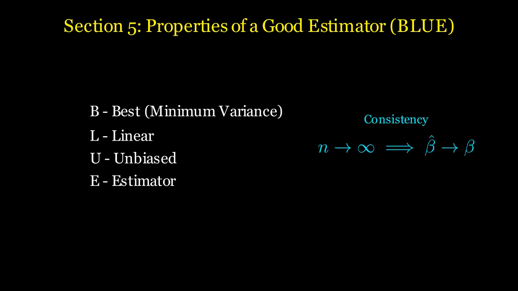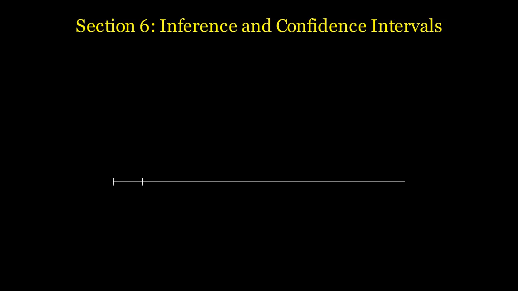We also want them to be consistent, meaning that as our sample size grows toward infinity, our estimate collapses exactly onto the true parameter. The Gauss-Markov theorem tells us that under certain assumptions, OLS is the best linear unbiased estimator, BLUE.